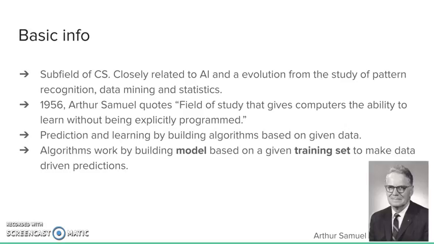Machine learning was first coined in 1956 by Arthur Samuel. He quotes that it is the field of study that gives computers the ability to learn without being explicitly programmed. What machine learning basically does is that it builds algorithms to predict and learn based on given input data.